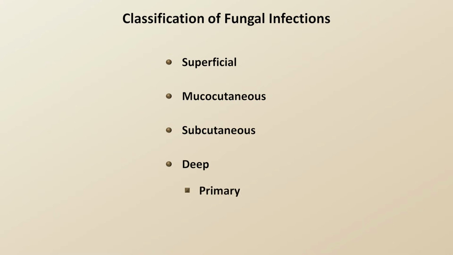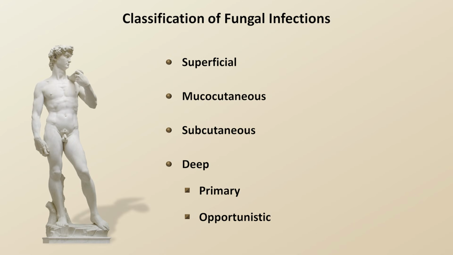Those categories are superficial infections, mucocutaneous infections, subcutaneous infections, and deep infections, which are further subdivided into primary deep infections, meaning those which healthy people can acquire, and opportunistic deep infections, which are almost solely seen in those patients with one or more of the aforementioned risk factors. I'm going to go through each of these categories one at a time, and I'll be using my friend David here to highlight the locations.